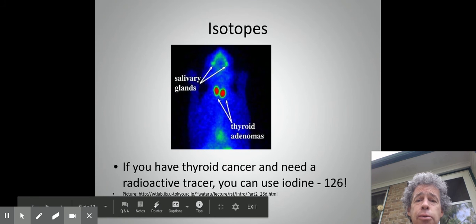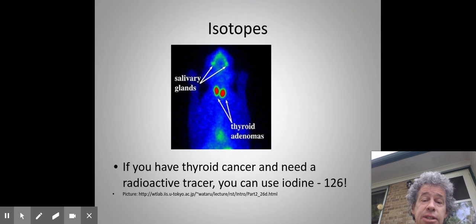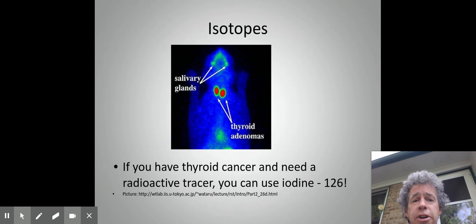If you're dealing with thyroid cancer, you actually use a radioactive tracer known as iodine-126. So it's iodine with a mass of 126. Most carbon has a mass of 12, while carbon-14 has a mass of 14.